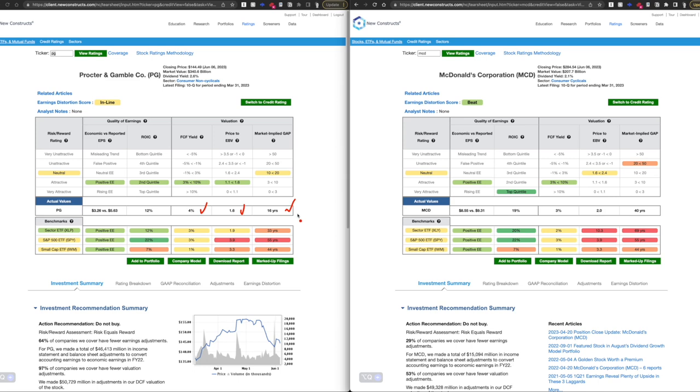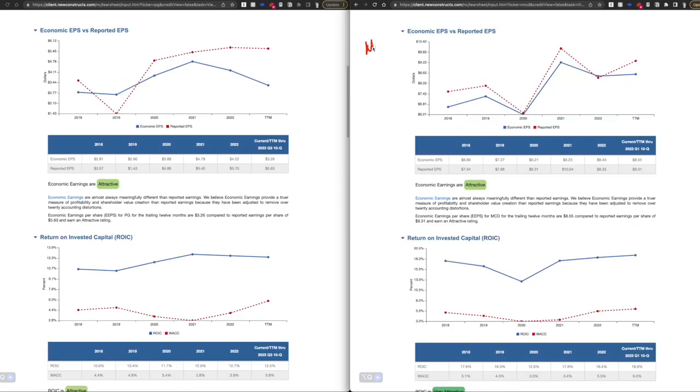However, when we consider the returns on capital and economic versus reported earnings, this is where McDonald's starts to shine. It's in the top quintile for returns on capital at 19%, and the economic versus reported earnings are much more favorable relative to PG. You can see that for McDonald's, the reported and economic earnings have maintained a pretty similar trajectory over time, whereas PG has historically diverged a bit more, and that gap is starting to widen, along with economic earnings starting to decline.